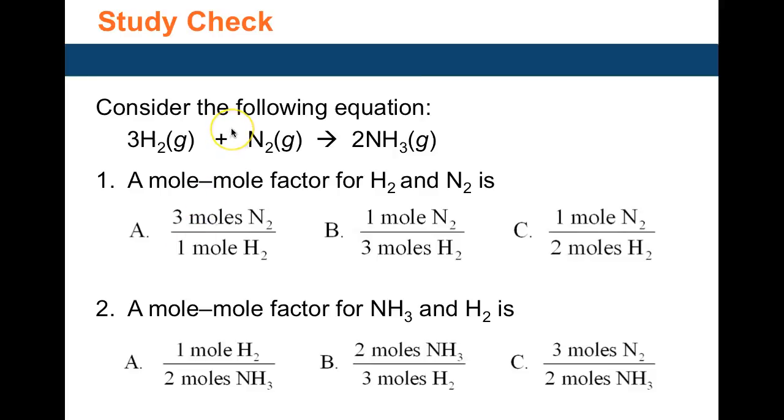Okay, it says consider the following equation. You have 3 moles of hydrogen, 1 mole of nitrogen, giving you 2 moles of ammonia. So the mole factor for hydrogen and nitrogen is 1 mole of nitrogen and 3 moles of hydrogen. Okay, so B is the mole factor for hydrogen and nitrogen. The mole factor for NH3, ammonia, and hydrogen is 2 moles of ammonia, 3 moles of hydrogen.